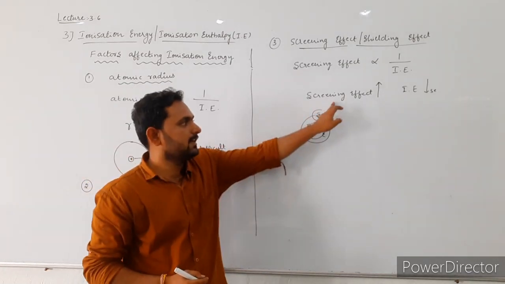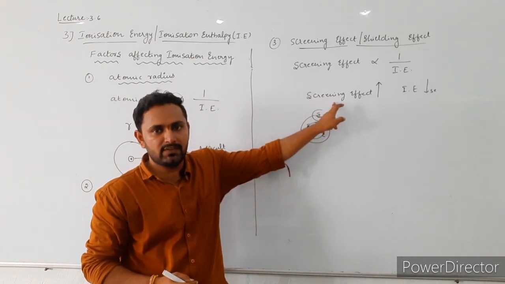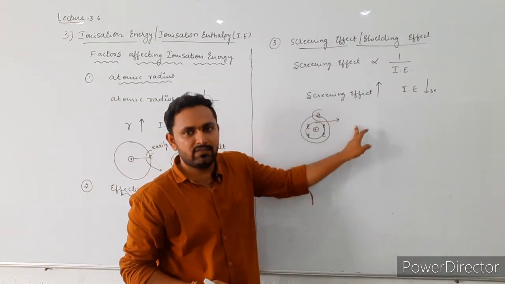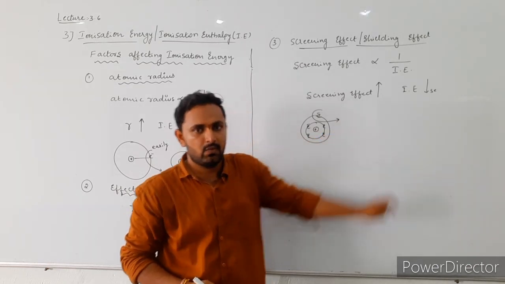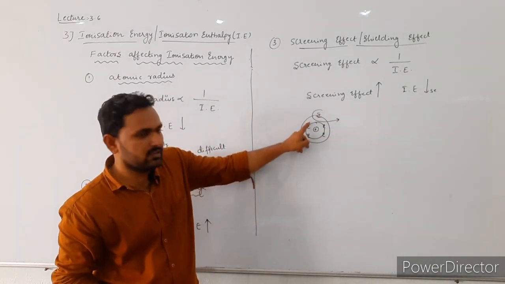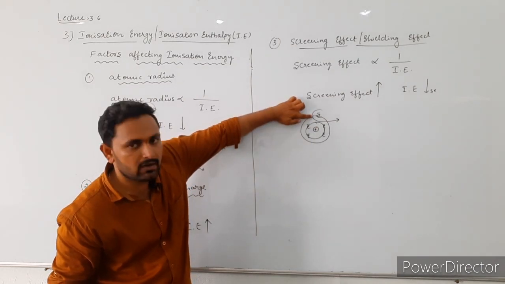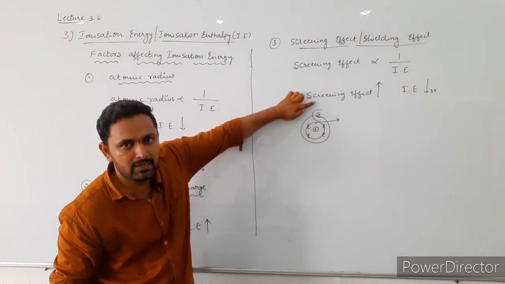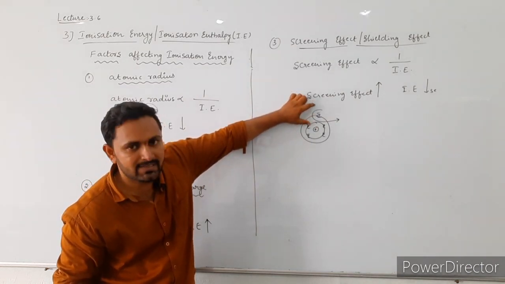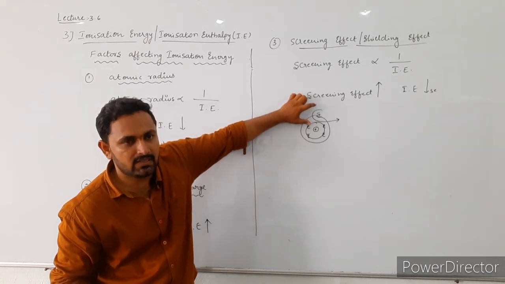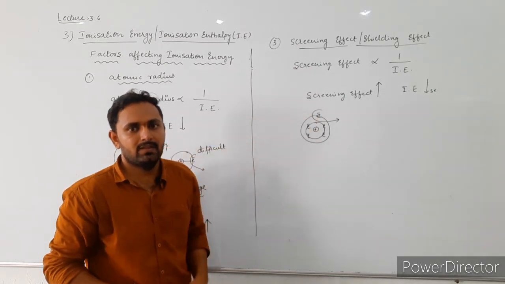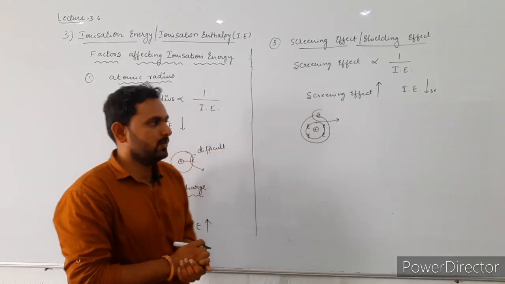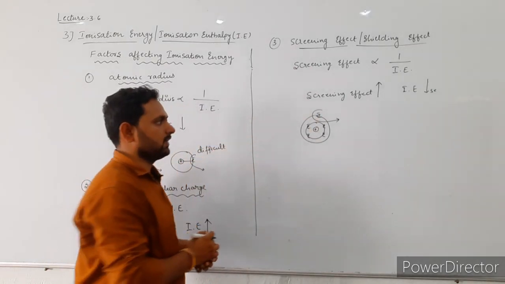That's why screening effect means total repulsive force. As total repulsive force increases, ionization energy decreases. Why? Because of more repulsive forces, the outermost electrons move away from the nucleus. Then the distance increases. As distance increases, the force of attraction between the nucleus and outer electron decreases. That's why we can easily remove the electron.